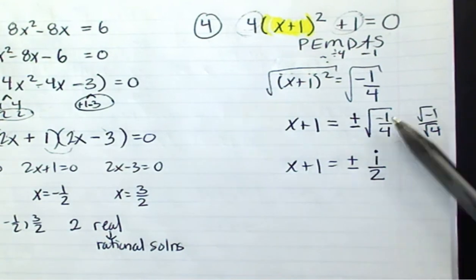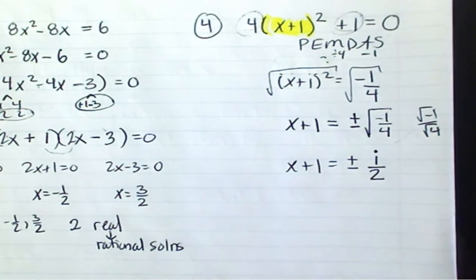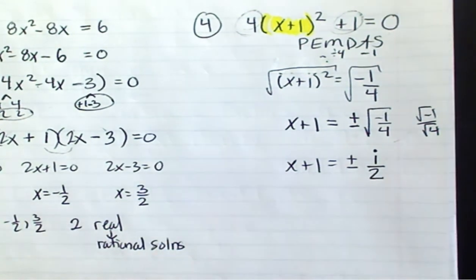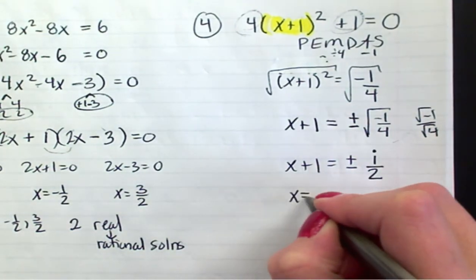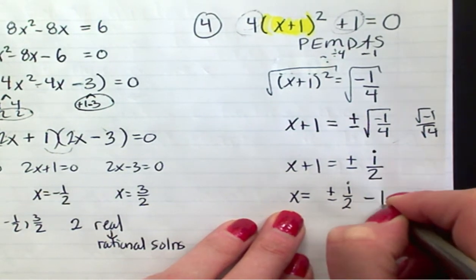Okay. i for the negative 1 in the radical, 2 for the root 4. But x is not by itself yet. Means you're not done. How can I get x by itself? Subtract 1. Okay, now plus or minus i over 2 minus 1.